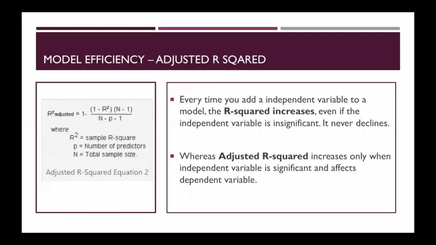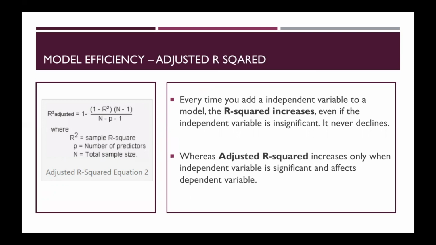So we have another parameter called adjusted R squared, which gives us a holistic indicator of how our model is working. Every time you add an independent variable to a model, the R squared increases even if the independent variable is insignificant. It never declines. Whereas adjusted R squared increases only when the independent variable is significant and affects the dependent variable.